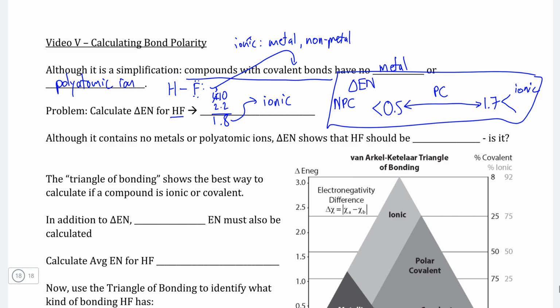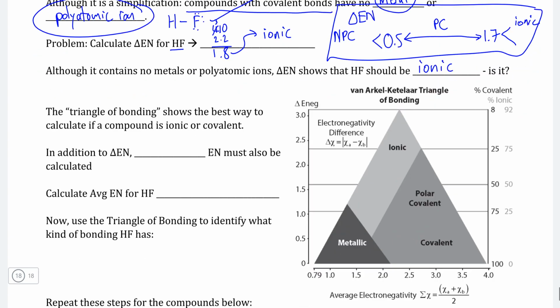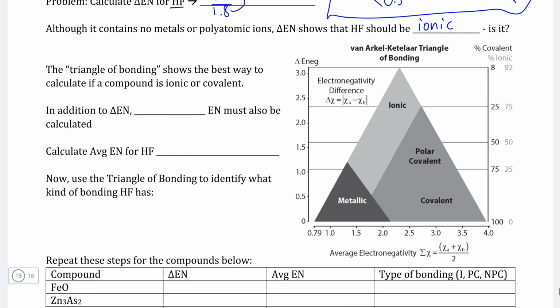The problem is that hydrogen fluoride does not have a metal and does not have a polyatomic ion. So how can we rationalize this, even though HF does not fulfill the Science 10 requirements of an ionic compound? Well, the tool that allows us to most accurately represent whether a substance contains an ionic, polar covalent, or nonpolar covalent bond is called the triangle of bonding, which measures two variables, one of which is the electronegativity difference. So delta EN is measured on the y-axis of this triangle of bonding.